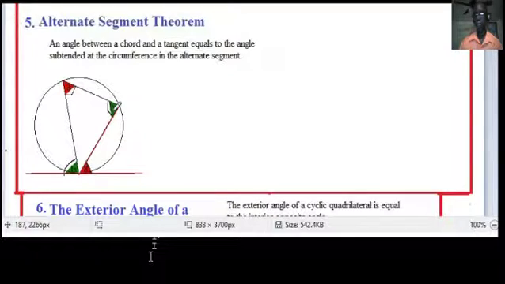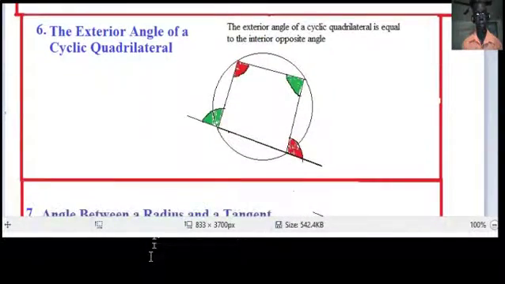Theorem 6. The exterior angles of a cyclic quadrilateral. The exterior angle of a cyclic quadrilateral equals the interior opposite angle. Therefore, note that the two red angles are equal. Also, the two green angles are equal.